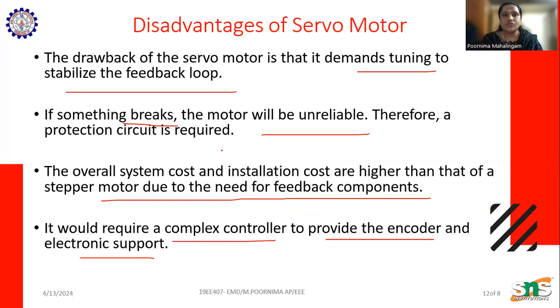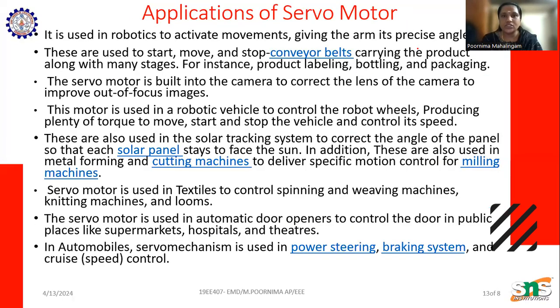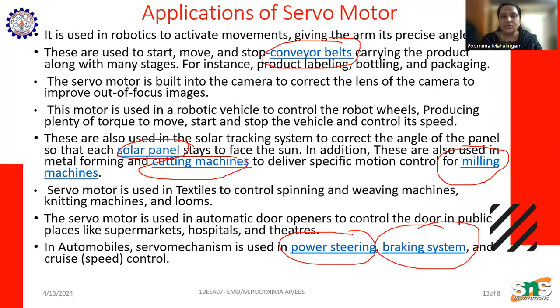Coming finally to the advanced applications, it's used in conveyor belts, solar panels, cutting machines, milling machines, power steering, and braking systems. These are some of the applications. We have them in supermarkets, hospitals, theaters. These are the areas where we are using it for controlling. Where all the controlling is needed, where the closed loop is needed, we are using the servo motor.